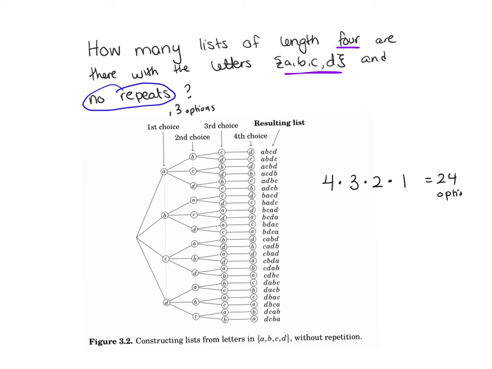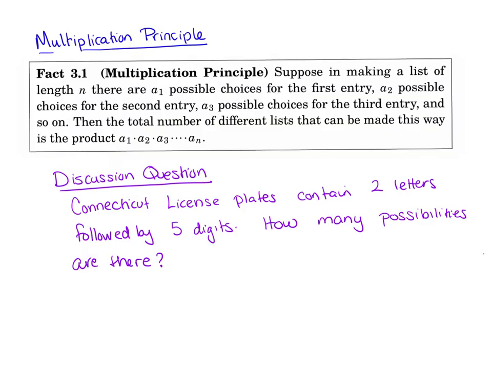So this leads us to this multiplication principle. That's going to say that if I want to find the total number of options available, I just need to multiply the amount of options in each of our things. So let's see that in the next slide. What this multiplication principle says, again, is that if I'm trying to make a list of length n, and there are a(1) possible choices for the first entry, a(2) for the second entry, a(3) for the third entry, and so forth, then the total number of options altogether is just going to be the product of those. So I just multiply the number of options for each of the entries, and that's going to give me the total number of options for that list.